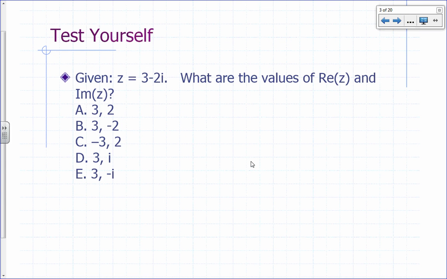Suppose z is 3 minus 2i. What's the real part of z and what's the imaginary part of z? What's the answer to this one? The real part of z is 3, right? So it can't be this. And the imaginary part of z is -2, the number that goes with i. So 3 and -2.